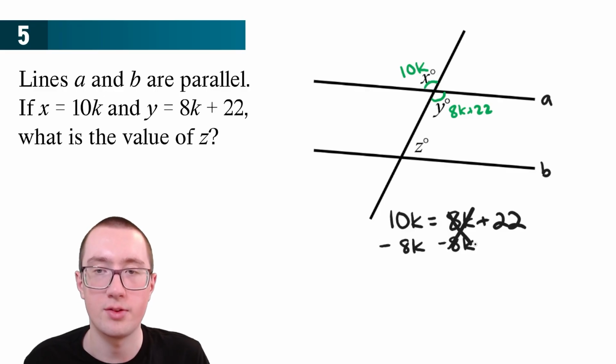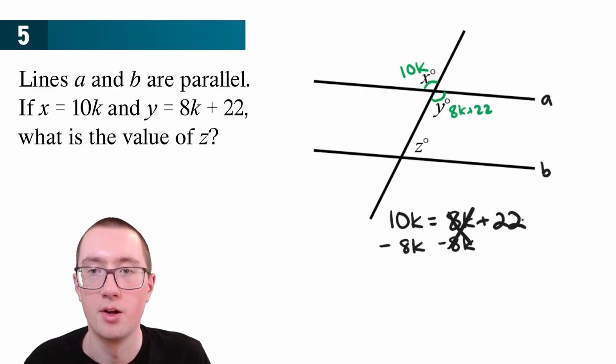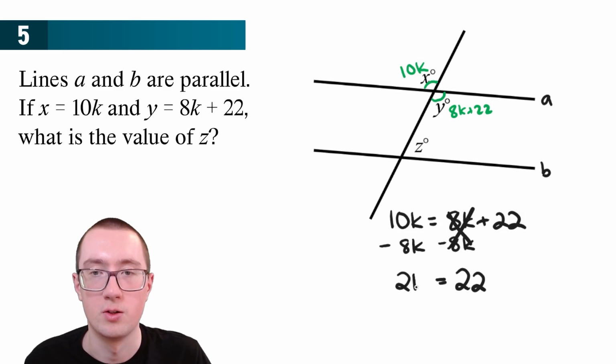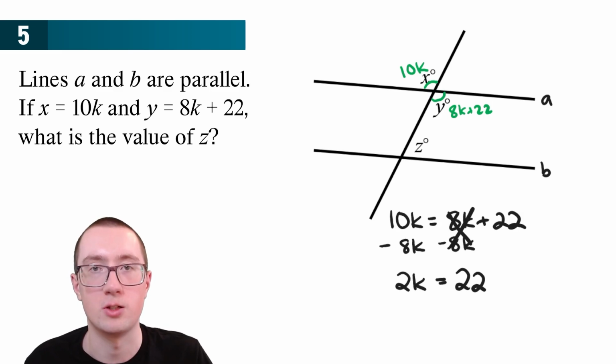So these cancel out, the 8k minus 8k, that's 0. On the right, we just have 22. And on the left, we have 10k's, then subtracting 8k's, 10 minus 8 is 2. So we have 2k's equal to 22. Now this is multiplication here, 2 times k. So let's do the opposite, which is division.